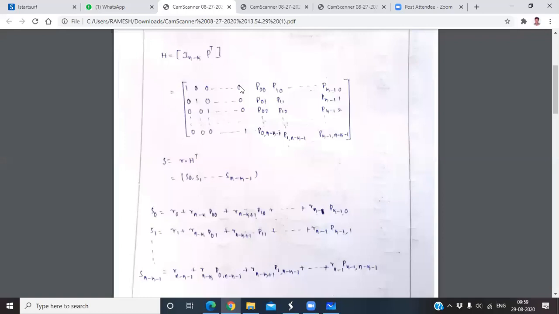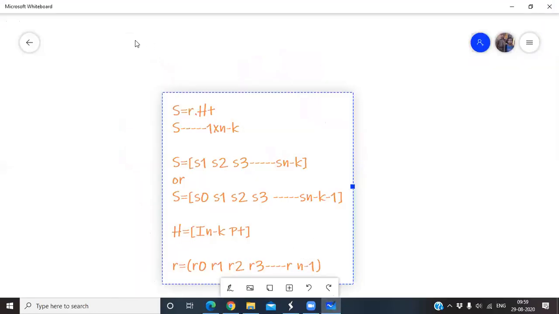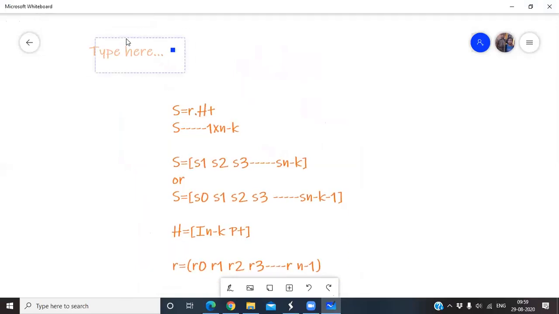See here. What is the size of this matrix? n comma k, right? This one is the identity matrix. I just want to give an example, then you will get clarity. Suppose I want to go for the 7,4 block code. When you go for the 7,4 block code, what is the size of the H matrix? 3 by 7.